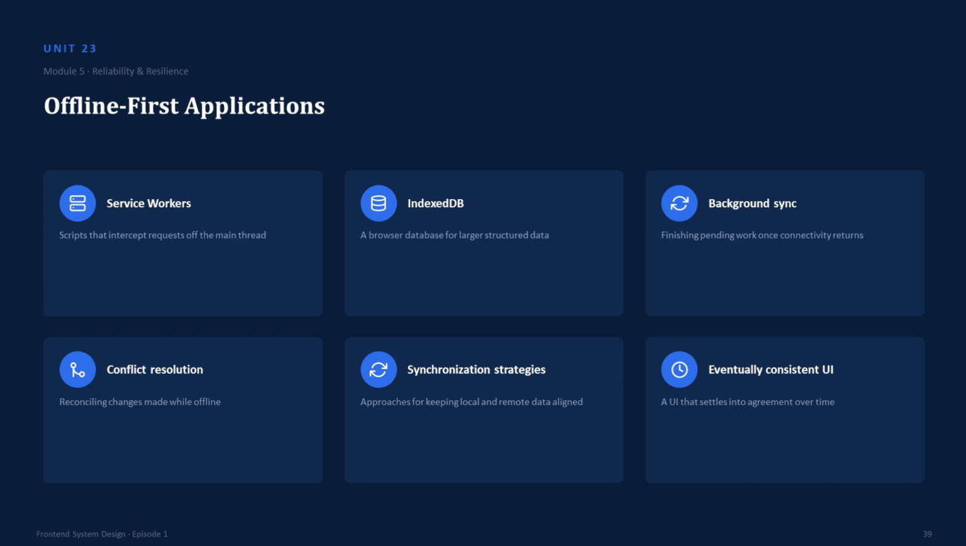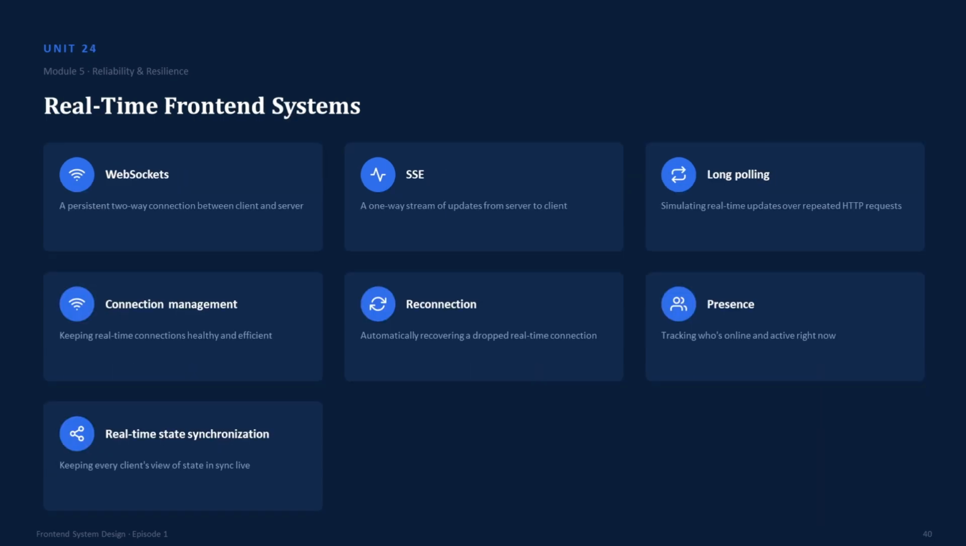Then we are going to see the offline-first application. Here the concept of PWA comes, and the main concepts will be the service worker and IndexedDB. Then we will also explore complex concepts like synchronization and background syncing, all those things we'll see here. Then in unit 24, we are going to see real-time front-end systems. Here we are going to see mostly WebSocket and server-sent events, but we are also going to see long polling, reconnection, and how real-time state synchronization works.